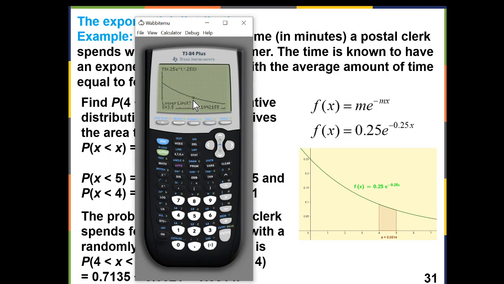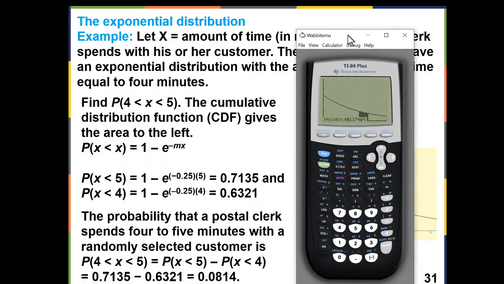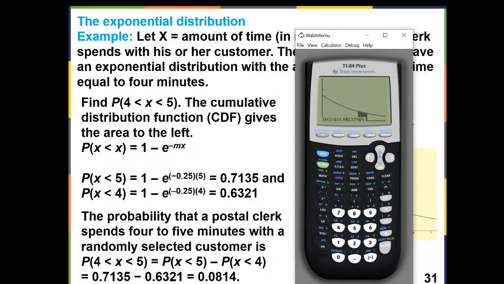So the lower one that we want is 4. So we press 4 and enter. And the upper one, we want it to be 5 and enter. And that's it. See? It finds the area and finds the number for you. And that's the same number that we found, right? If you do it by this formula, you see, it's the same number.